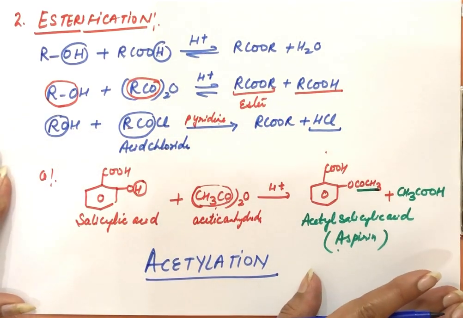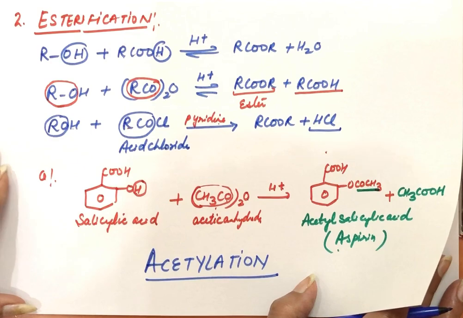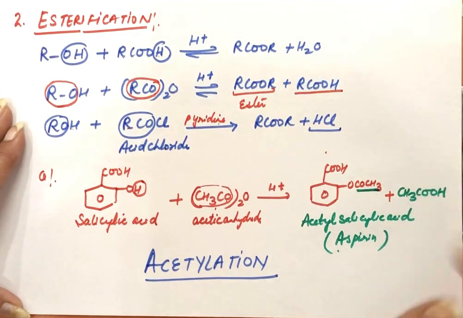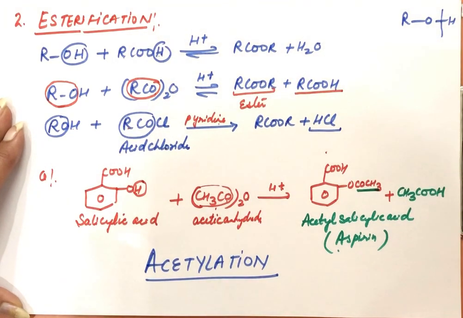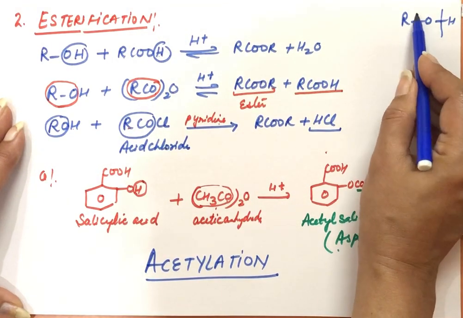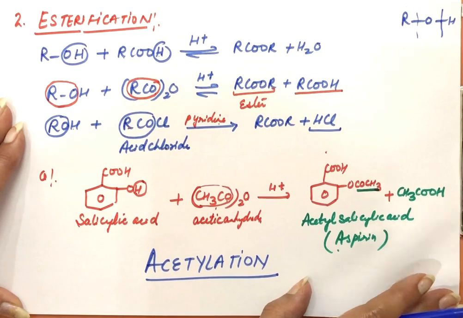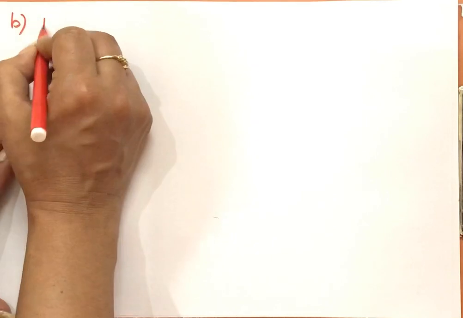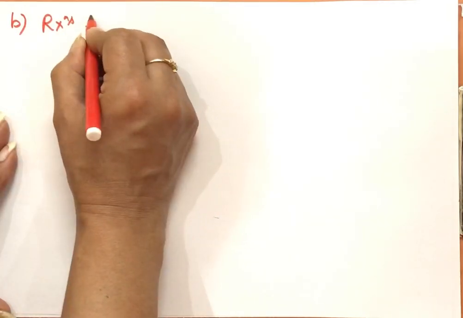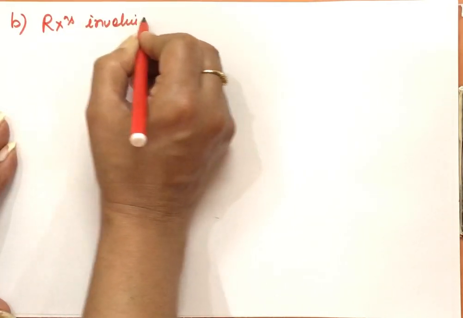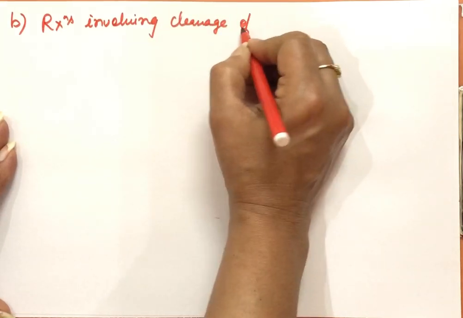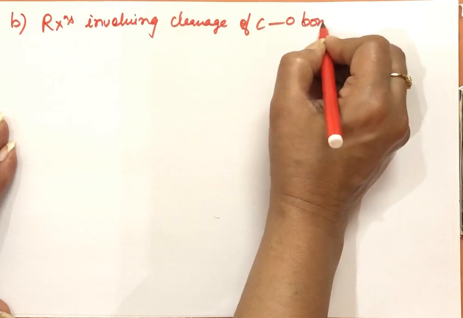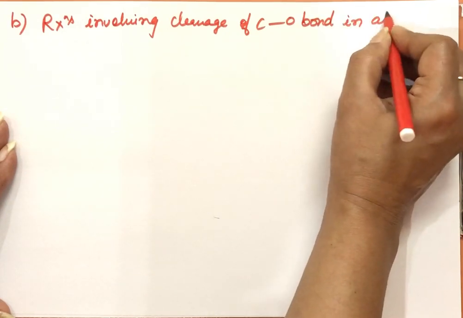So this is the first part of the reaction that we have covered, in which we did acidic strength and esterification, where there was breaking of the OH bond. Now the second type of reaction, where we are breaking the carbon oxygen bond. So the next reaction here is reactions involving cleavage of the CO bond in alcohols.